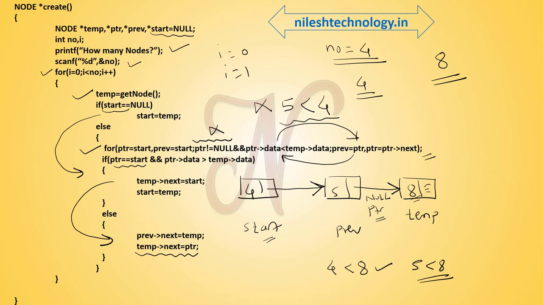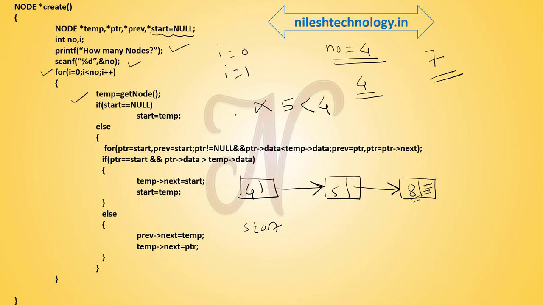So temp of next is also null. So this way, here we add the 8 at the end of the linked list. Okay, so in sorted order, 8 is in the last position. Now my next number, here we assume the next number is 7. So 7 is added in between 5 and 8. So let's see how to add it.